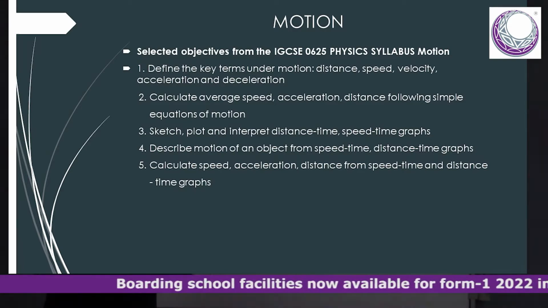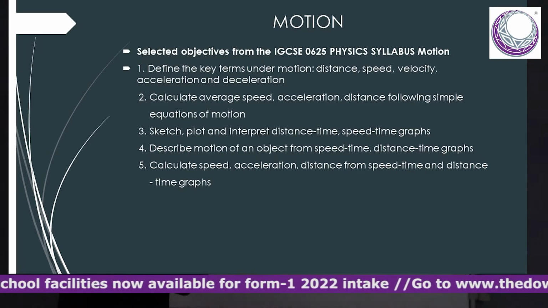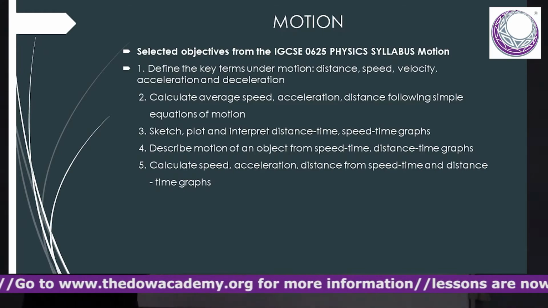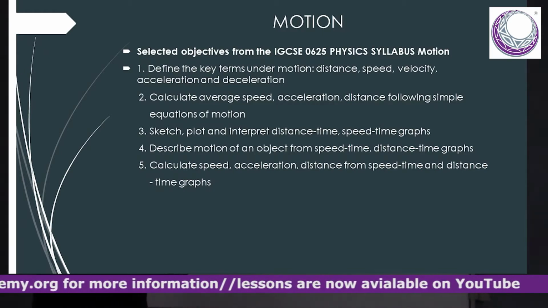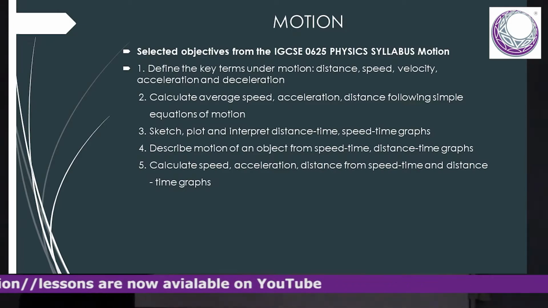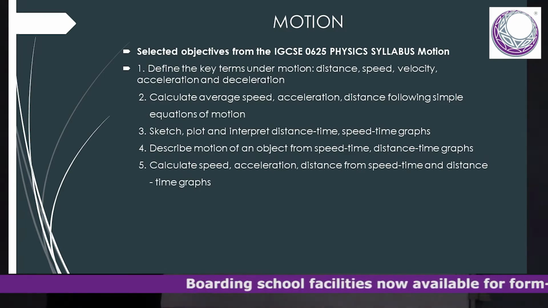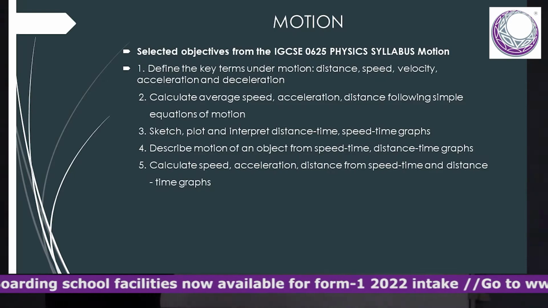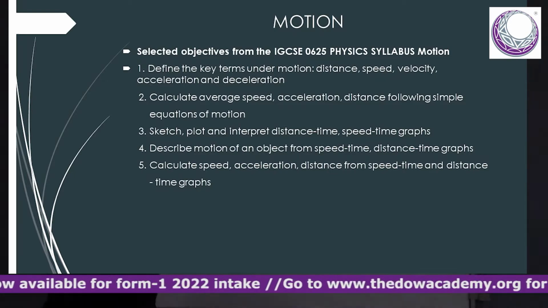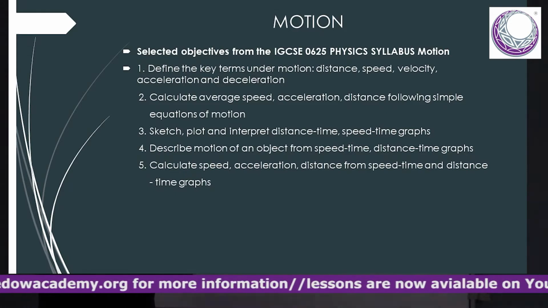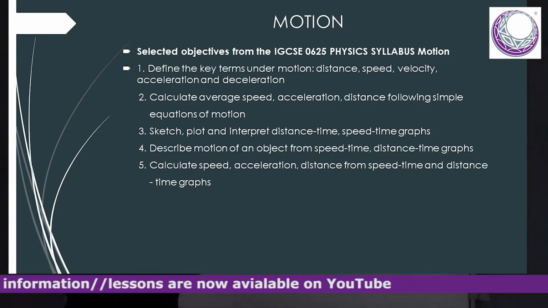We have selected a few objectives from the IGCSE 0625 physics syllabus, the topic motion. You are required to define key terms which we find under this topic, terms like motion, speed, velocity, acceleration, and deceleration. Calculate the average speed, acceleration, distance, following simple equations of motion.